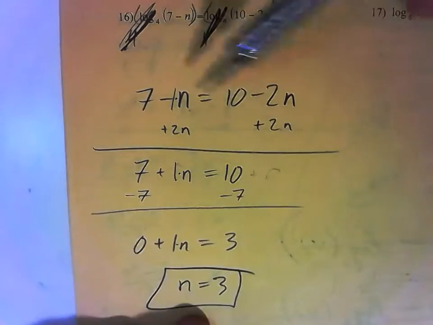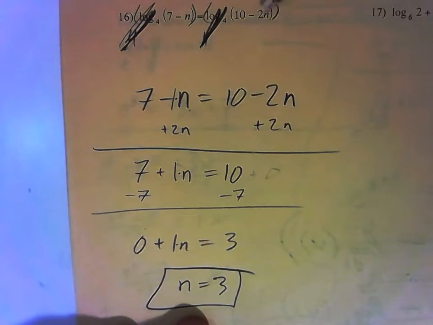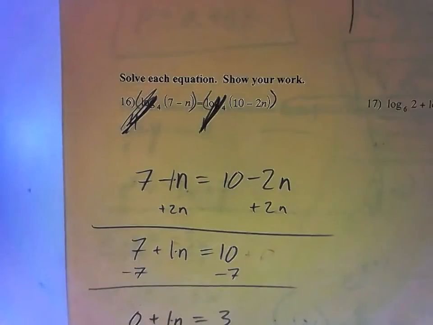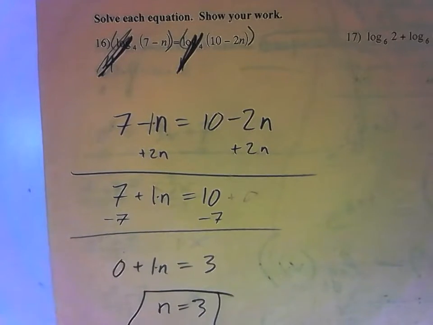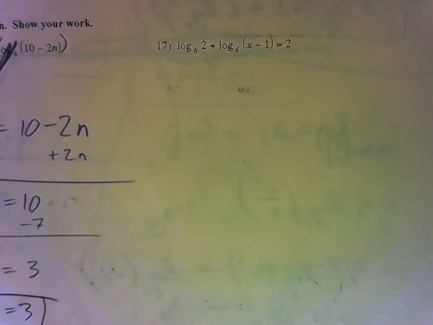And to check that, 10 minus 2 times 3, is that positive? Yes. 7 minus 3, is that positive? Yes. So nothing wrong with 3 as the answer, so that's good.